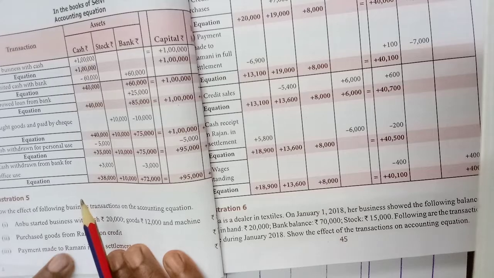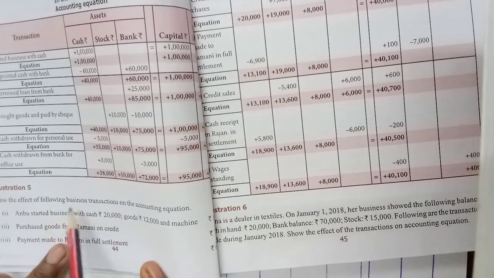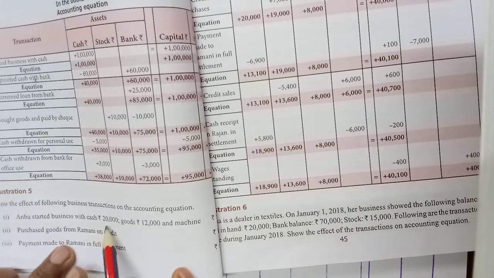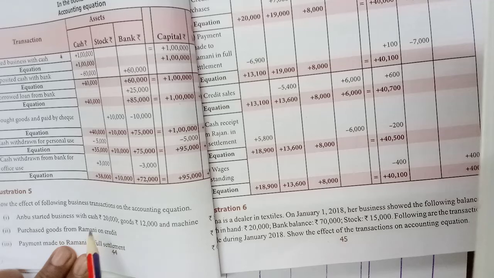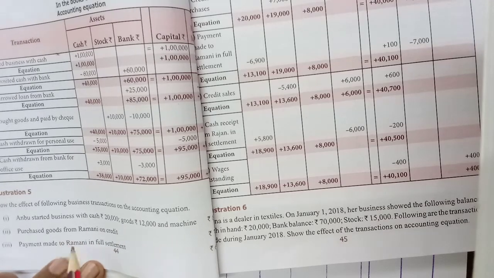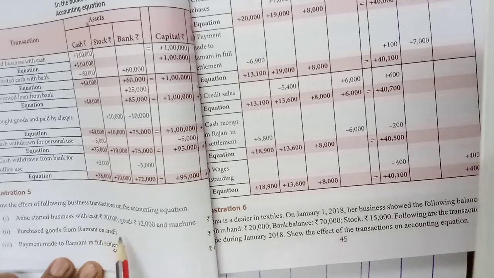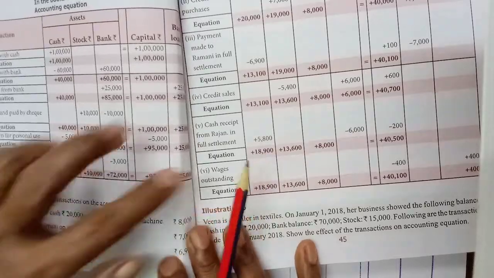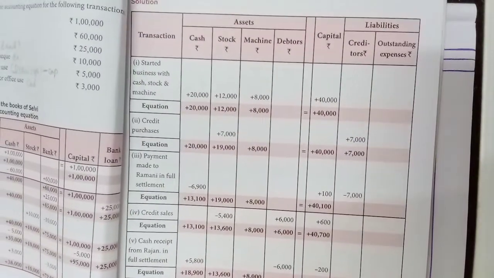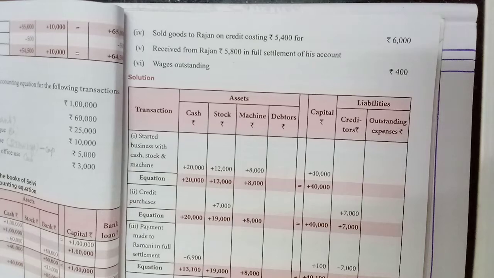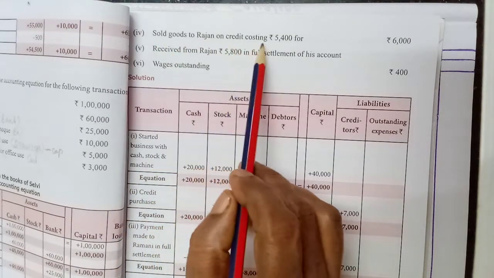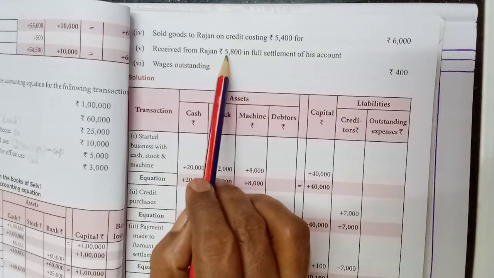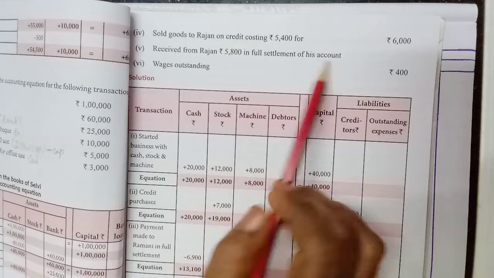Now we will see the next illustration. Okay, show the effect of the following business transactions on the accounting equation. Anbu started business with cash, goods, machine. So here itself 3 assets are coming, isn't it? Then purchased goods from Ramani on credit. Then payment made to Ramani in full settlement. Sold goods to Rajan on credit costing 5,400 for 6,000. Received from Rajan 5,800 in full settlement of his account.